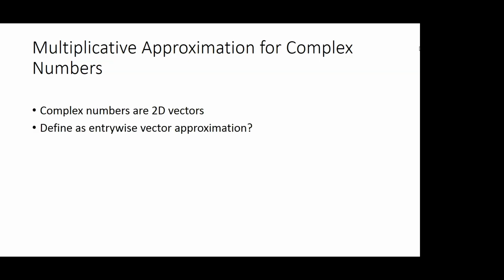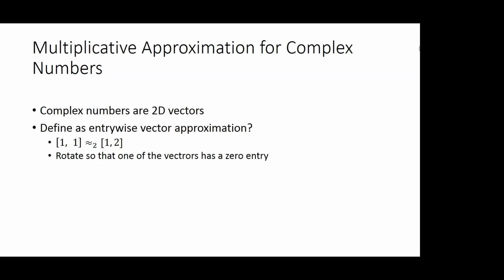And so one question you could ask is, all right, how do we define multiplicative approximation? Well, one thing you could hope for is maybe to define it as just entry-wise multiplicative approximation. So just saying that the real parts of the numbers and the imaginary parts of the numbers, respectively, approximate each other within some factor, and that's your definition of multiplicative approximation. But that definition doesn't quite work, because let's consider the vectors (1, 1) and (1, 2) that you would get from the complex numbers 1 plus 1i and 1 plus 2i. Under an entry-wise definition of approximation, these approximate each other within a factor of 2, since their entries respectively approximate each other within a factor of 2.